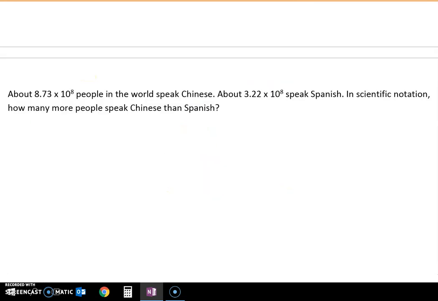Okay, our next example. About 8.73 times 10 to the 8th power people in the world speak Chinese. About 3.22 times 10 to the 8th power speak Spanish. In scientific notation, how many more people speak Chinese than Spanish? So of course I have my scientific notation here and here. And we're looking for those keywords that tell us what to do. So in the question, I have about how many more people speak Chinese than Spanish. So how many more is what I'm looking for.